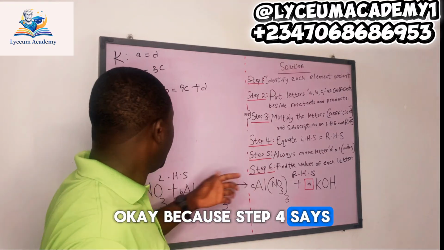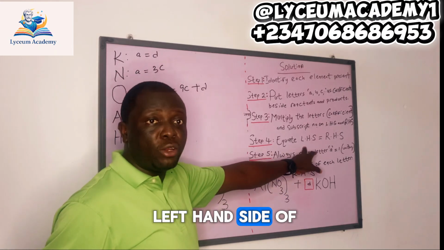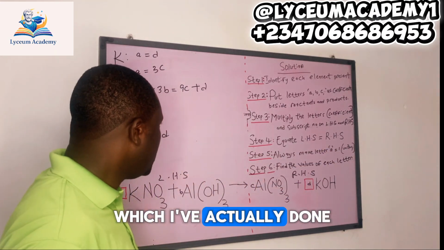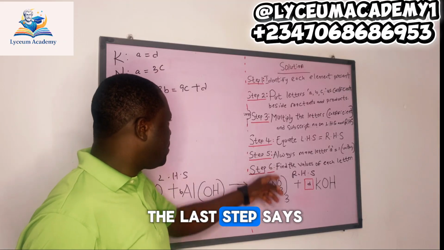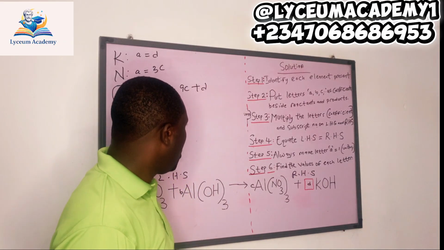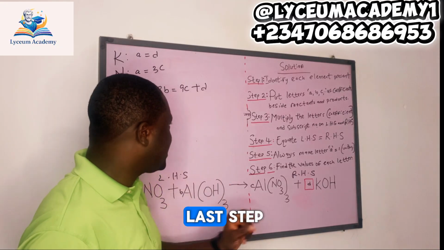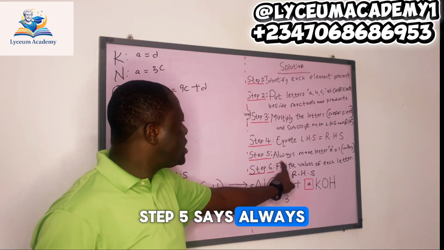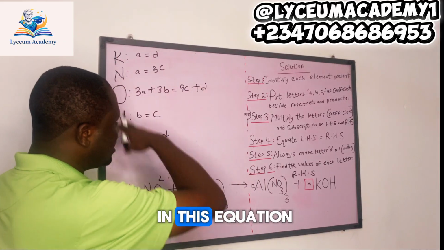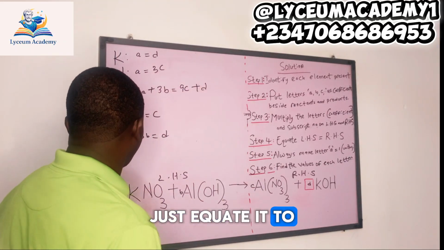Because step 4 says we should equate the left-hand side of the equation to the right-hand side of the equation, which I have actually done. The last step says we should find the values of each letter. But before that last step, step 5 says always make letter A equal to 1. Anywhere you see A in this equation, just equate it to 1.